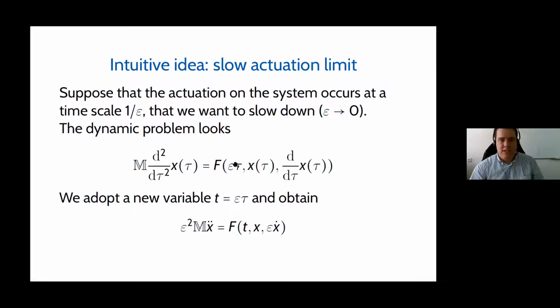What we do is that we slow down. So we want to study how the system behaves for epsilon that goes to zero. And what makes sense is to rescale the system in the time scale of the actuation. So we make a change of variable, and this puts an epsilon in front of the higher order derivative, and also a component in epsilon in the velocity.